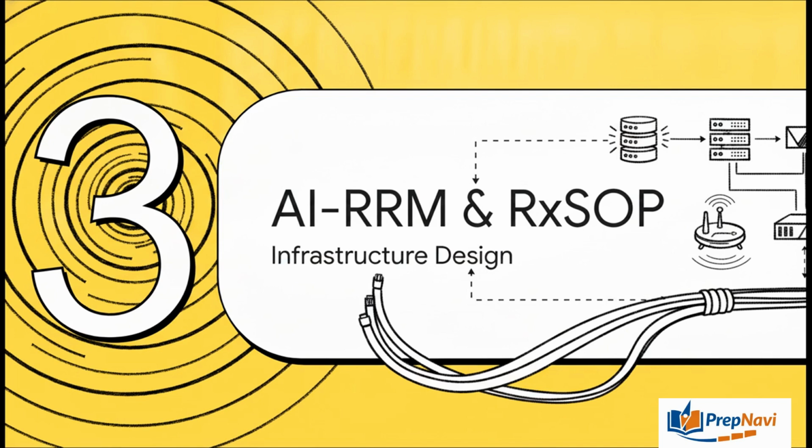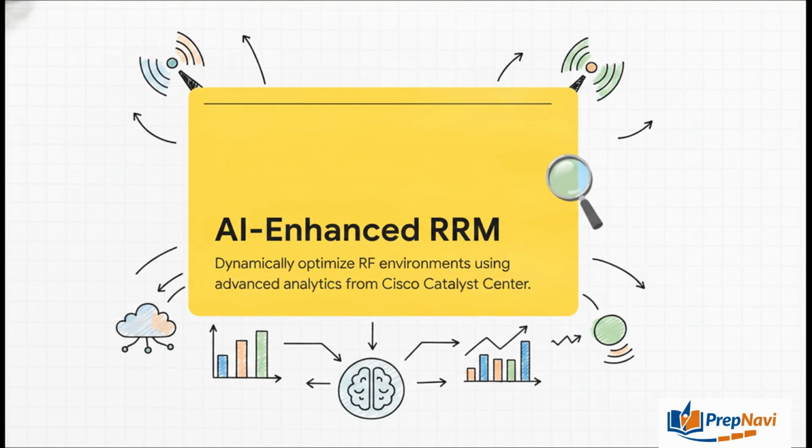All right, Section 3, Infrastructure, AI, RRM and RxSOP. Let's talk about radio resource management. Section 2.3.A explicitly lists RRM, including Cisco Catalyst Center AI-Enhanced RRM. Guys, this is a huge hint. Cisco doesn't want you to just understand legacy RRM anymore. They are heavily testing your knowledge of modern integrations.